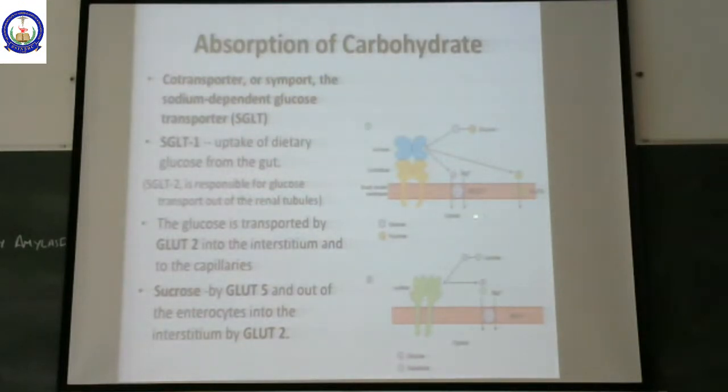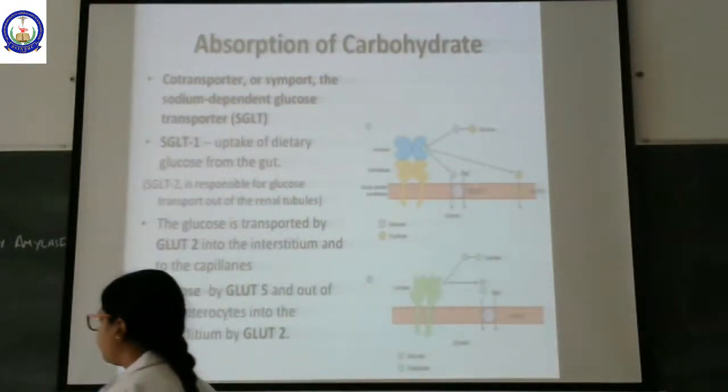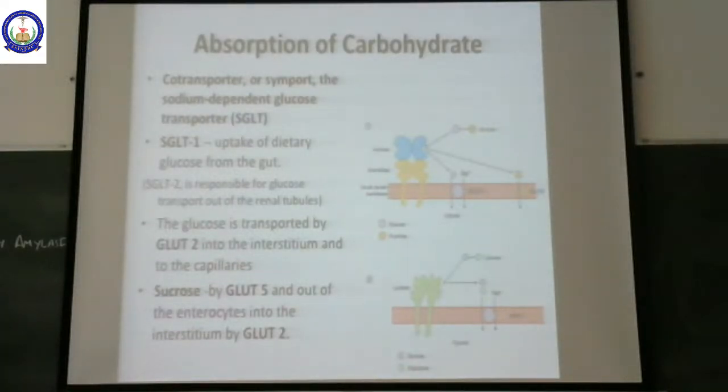Okay, so here you can appreciate what usually happens. So this is the gastrointestinal lumen. Now here you have the epithelial cell. This is the brush border of the intestinal epithelial cells. This is called the enterocyte. Enterocyte means the cell which is present in the intestinal epithelium.